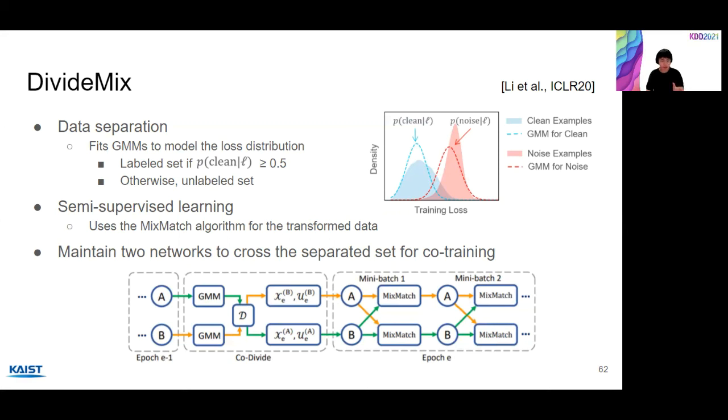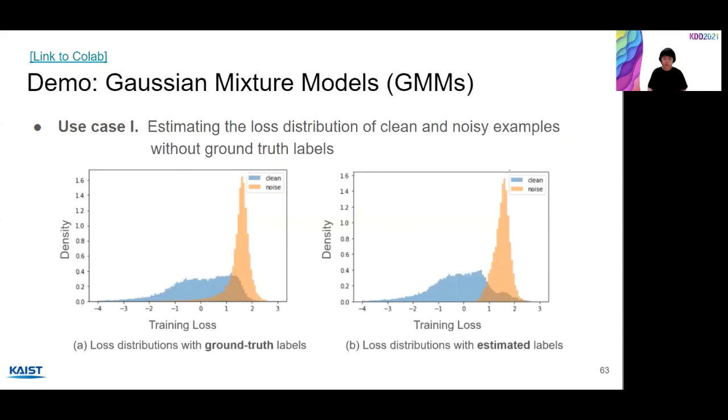In addition, it adopts the co-training mechanism as well, thereby maintaining two networks similar to the co-teaching approach. And then they cross-feed the separated data from each network into its peer network. Thereby, they can avoid the selection error caused in the selection process being transferred back to the network itself.